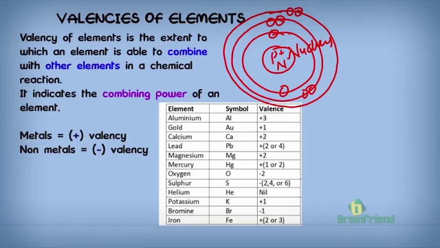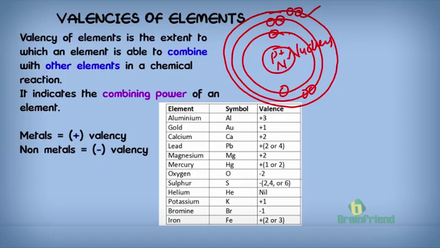The outermost shell is the last shell of the atom. Whenever an atom wants to bond with another element, it does so with the electrons found in this outermost shell, and these electrons are known as valence electrons. So this is where the valency of elements comes in. The valency of an element is its combining power.